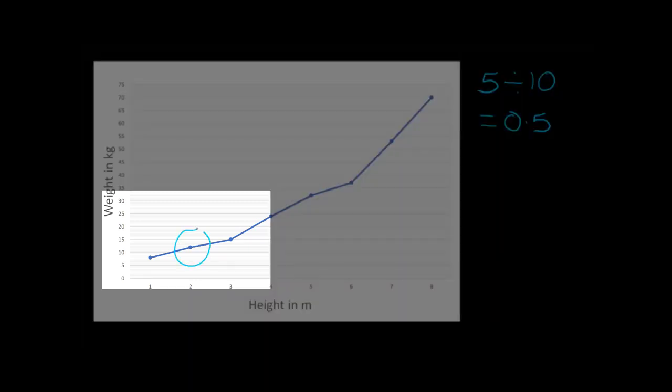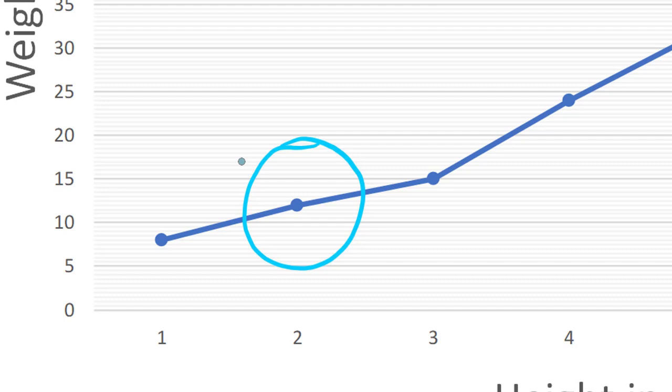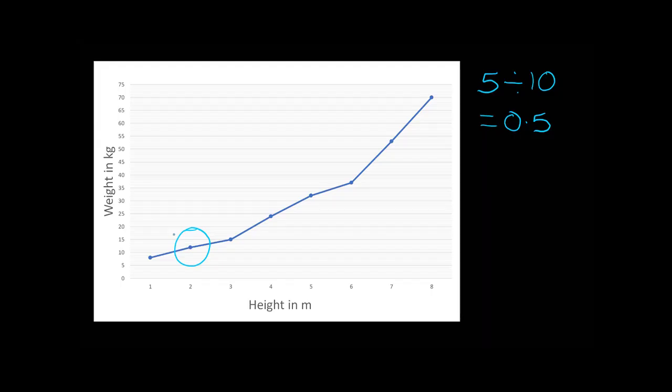If we pick this point here, 1, 2, 3 above the 10 mark, so we've got 3 0.5s, which would be 1.5. So that point would be worth 11.5.